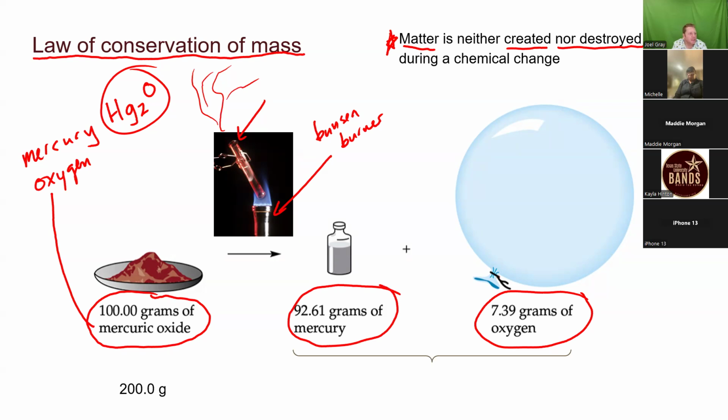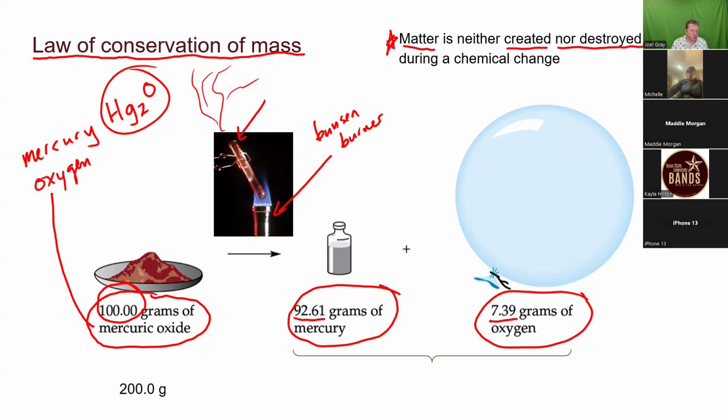The total mass of that mercury is about 92.6. And the total mass of the oxygen, which as a gas does have mass, is 7.39. Now, if we take 92.6 and 7.39, what's our total mass when we combine those two? Basically, what's 92.61 plus 7.39? 100. So 100 grams. All of that mercuric oxide burns.